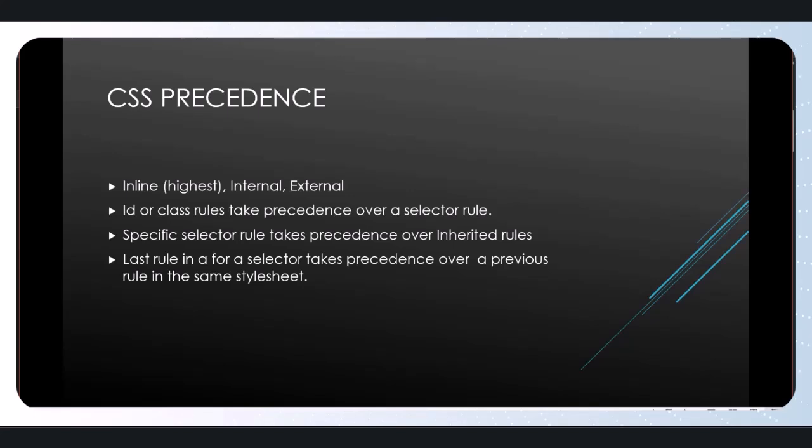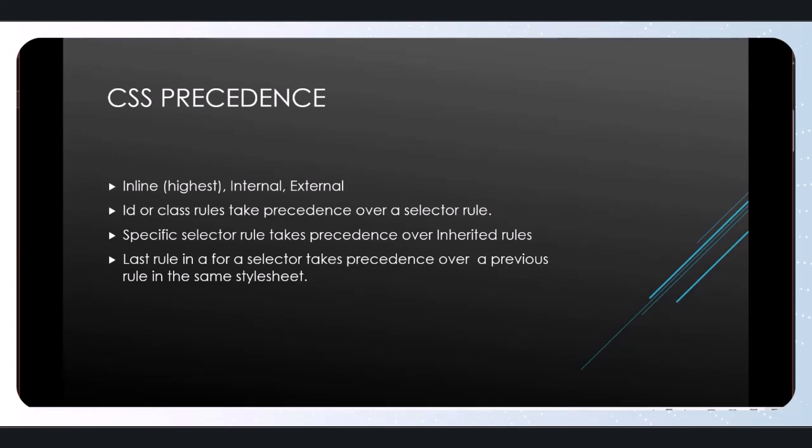So the precedence is inline is going to be the highest precedence. So if you have CSS in all three locations for, say, the H1 heading, if we had it inline, in the internal, and also in the external, the one that would win would be the inline. That's going to have the highest precedence. It's closest to that element. And then if there was no inline, if it was just internal and external, the internal would win. And then the external is the lowest precedence there.